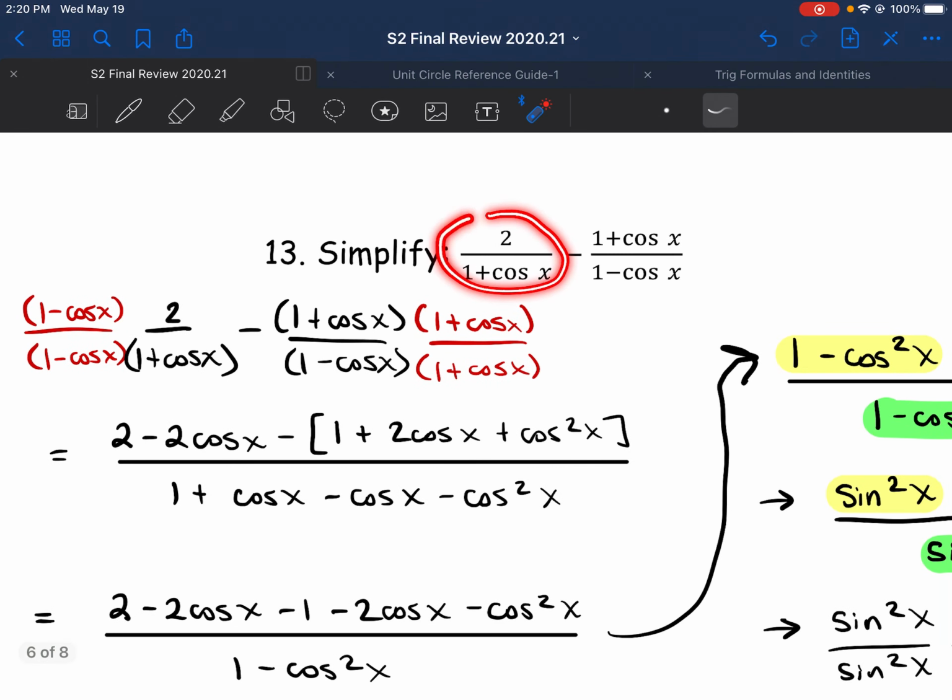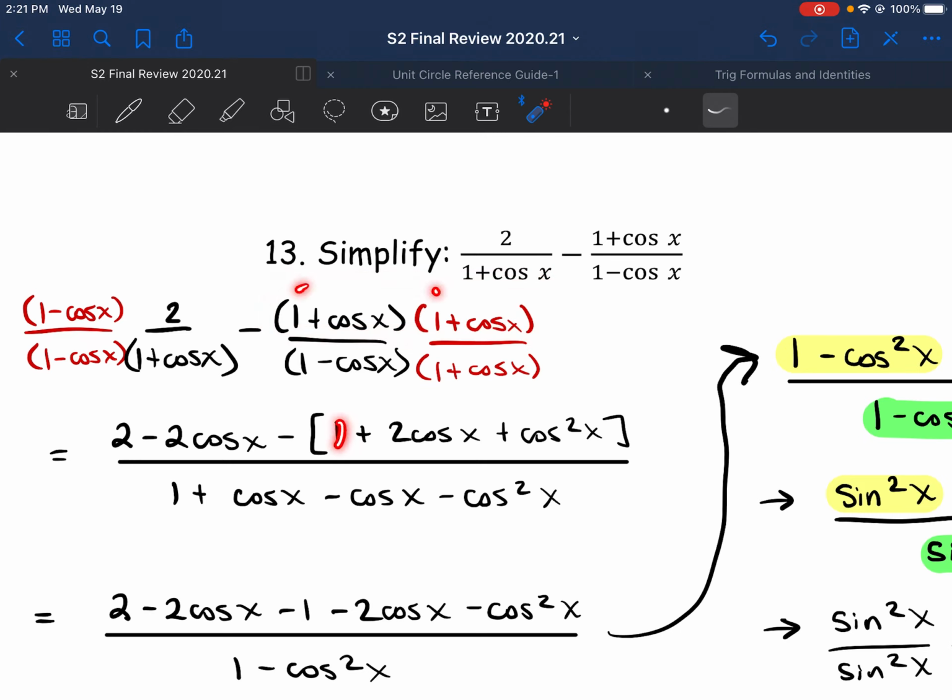So I'm going to multiply 2 over 1 plus cosine x times the other denominator, 1 minus cosine x, top and bottom. And I'm going to multiply 1 plus cosine x over 1 minus cosine x times the other denominator, 1 plus cosine x, top and bottom. Over here on the left, just distribute the 2. 2 times 1, 2 times negative cosine x. You get this piece. Over here, these are going to need to be FOILed.